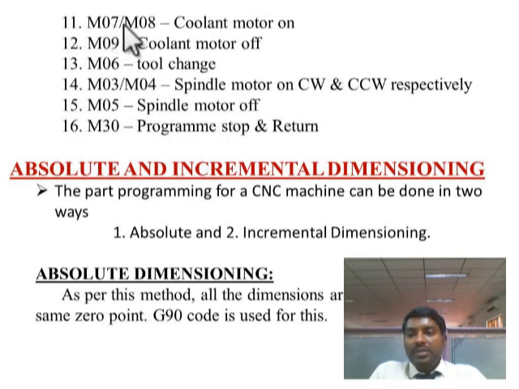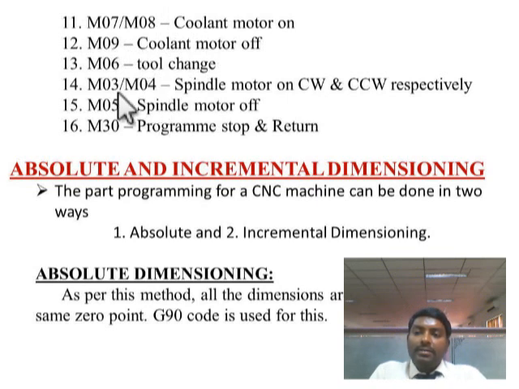So first one is M07 and M08. Both the codes will be used to switch on the coolant motor. In some machines there will be two coolant motors. So to switch on one coolant motor, M07 may be used. To switch on another coolant motor, M08 is used. So basically M07 and M08 are used to switch on the coolant motor, and M09 will be used to switch off the coolant motor.